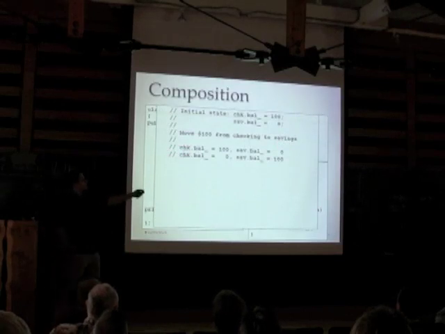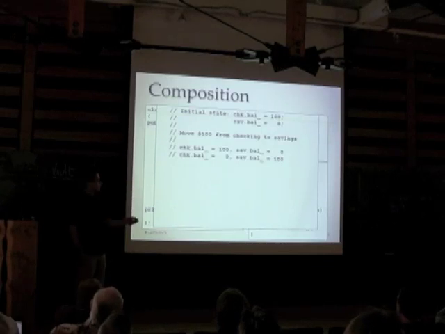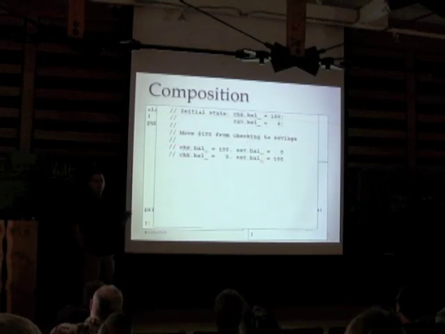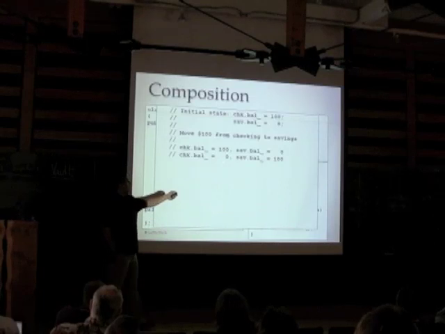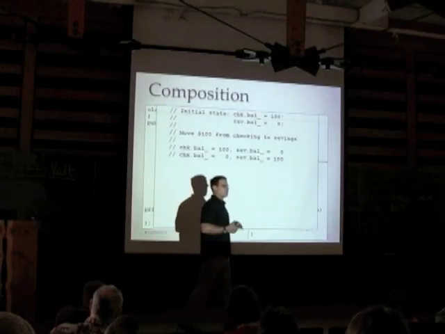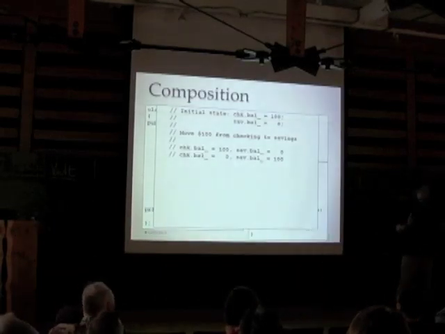If we assume an initial state where checking has $100 in it and savings has nothing in it, we can imagine that if we're performing this transfer operation, there are really only two valid states for this program. The first valid state is where nothing has happened: we have $100 in checking and zero in savings. The second, the final state, is that we have zero money in checking and $100 in savings. Any other state doesn't really exist. I mean, it shouldn't be possible.